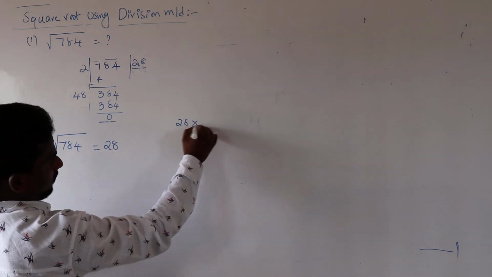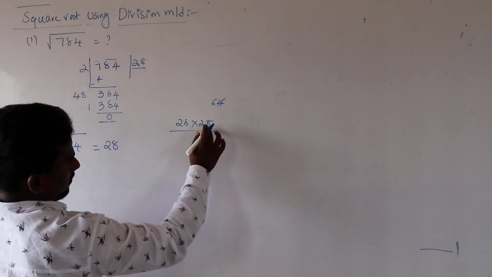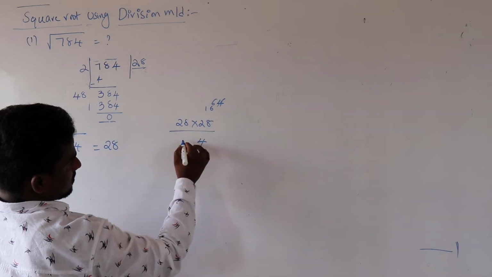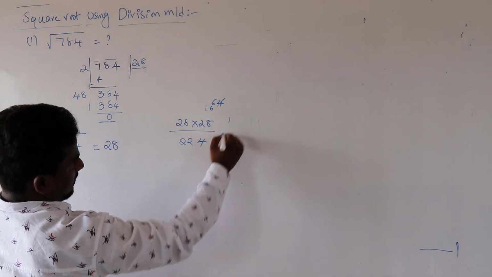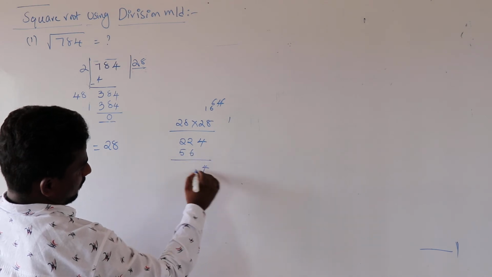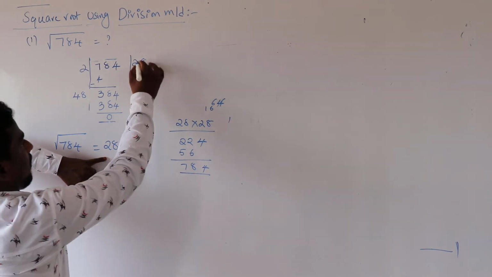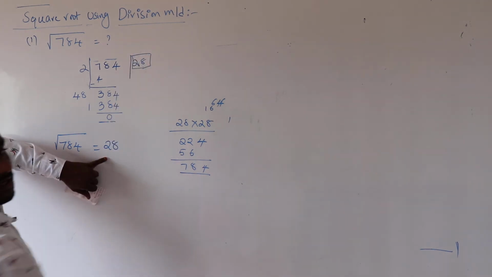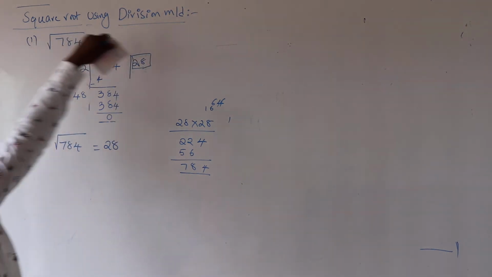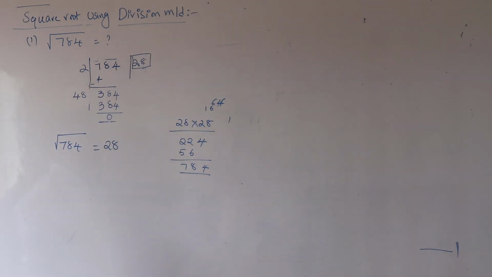So 28 into 28. 8 8s are 64. 8 2s are 16 plus 6, 22. 2 8s are 16. 2 2s are 4 plus 1, 5. So 4, 8, 7, 784. So the corresponding coefficient value is our answer. The square root of 784 in the division method, what is our answer? 24. Like this we have to calculate in the division method. So, next sum.